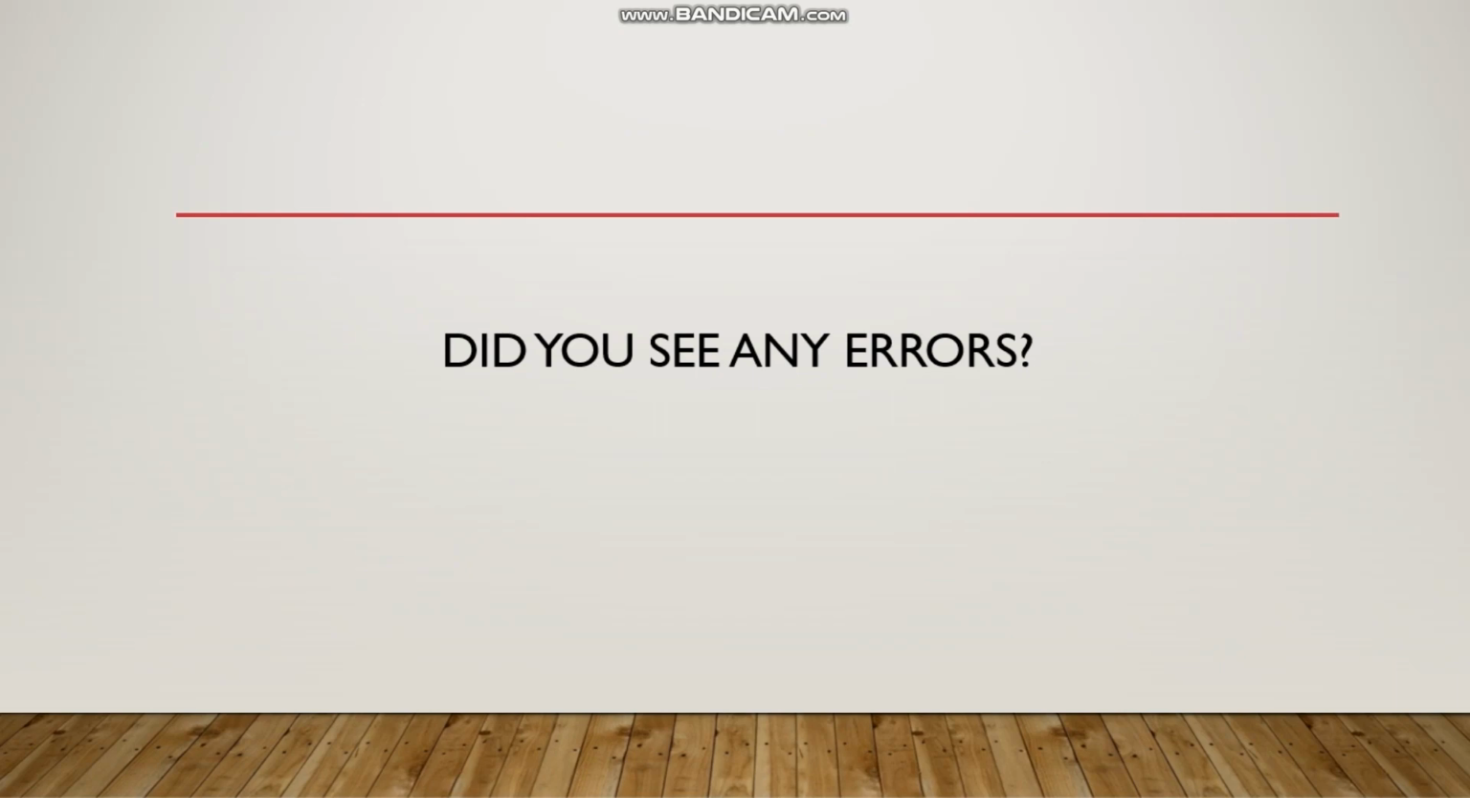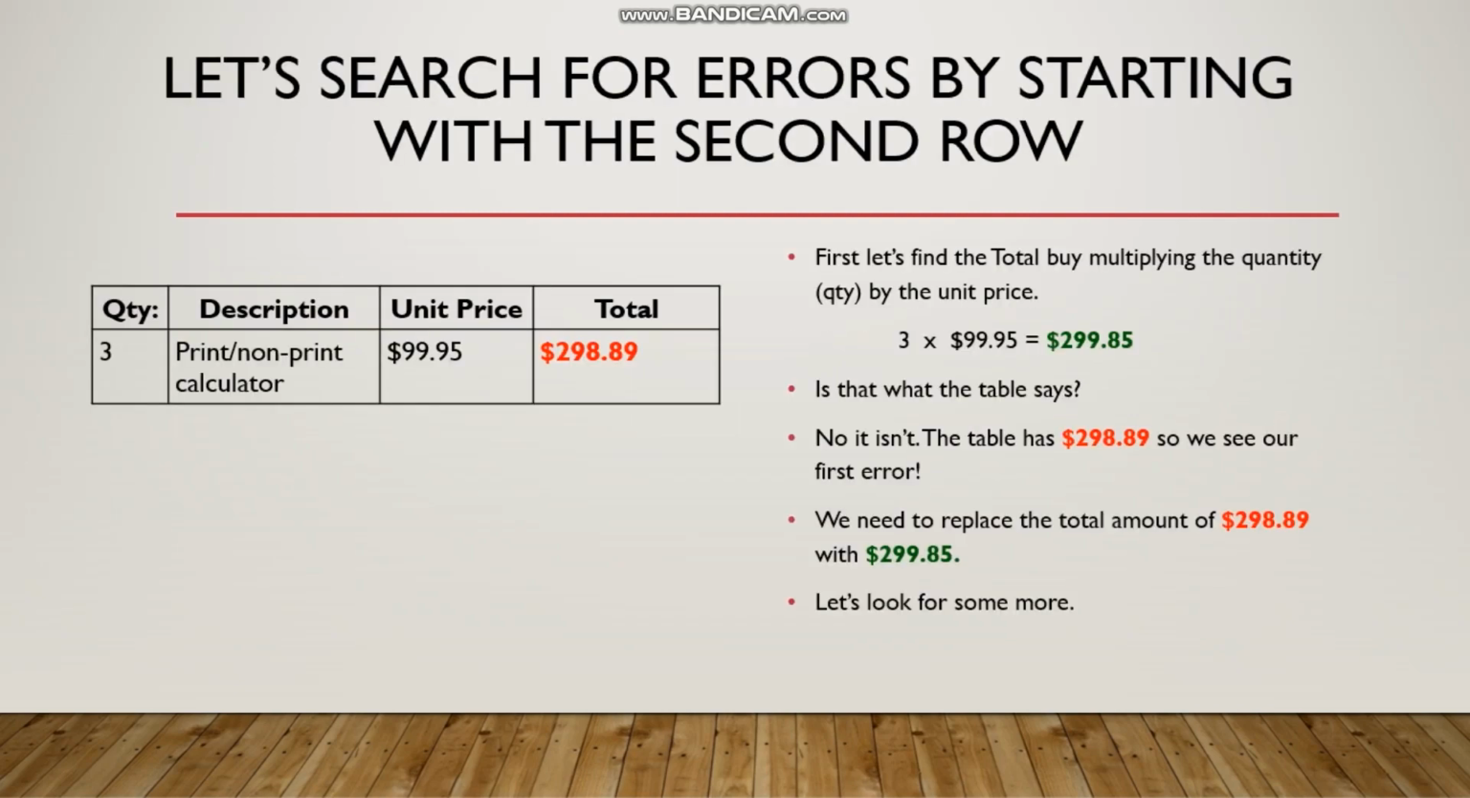Okay, did you see any errors? I did. I saw a few. So let's go over them. Let's search for errors by starting with the second row. In our second row, we have some print / non-print calculators, and there's 3 of them. So our unit price is $99.95, and the total we have in the column is $298.89. Now, if we were to recalculate this ourselves, would we get the same answer?